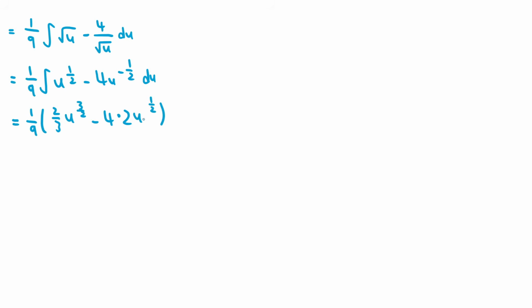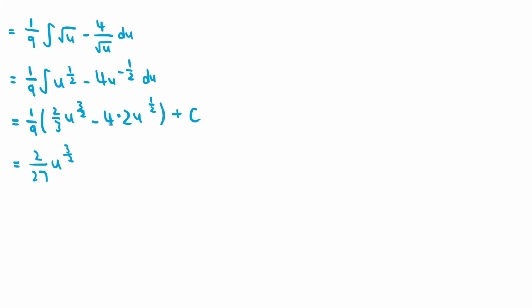And all of this is multiplied by the constant of 1 over 9 because we had a factor of 1 over 9 outside the integral. And we also have to add the constant c. If we expand the expression, 1 over 9 times 2 over 3u to the 3 over 2 is just equal to 2 over 27u to the 3 over 2.